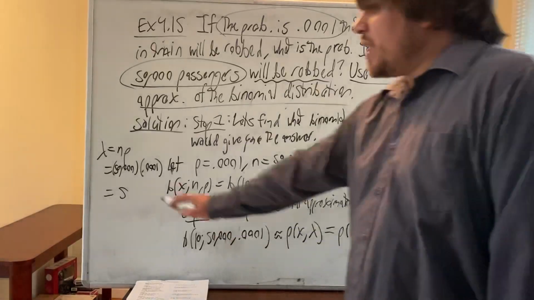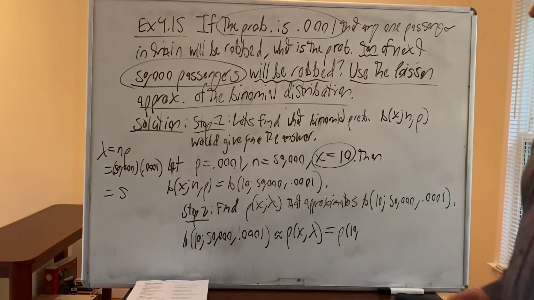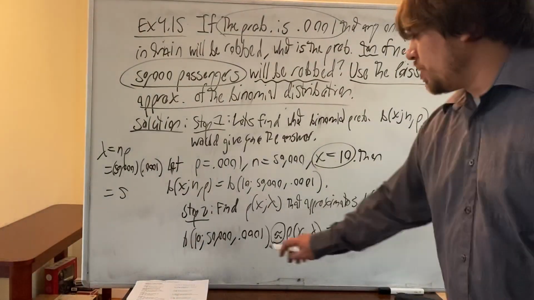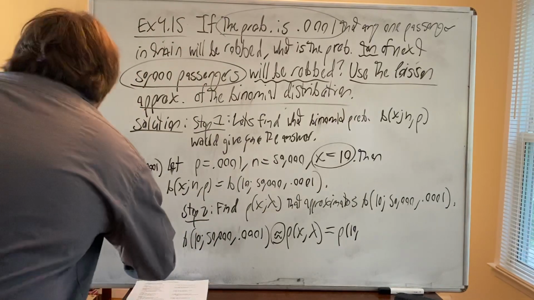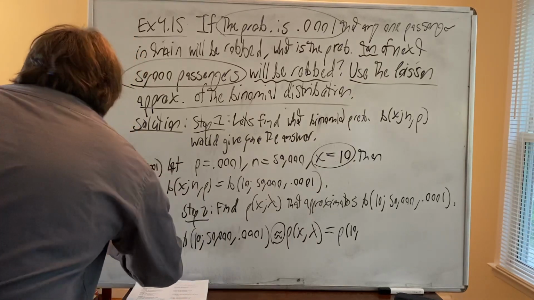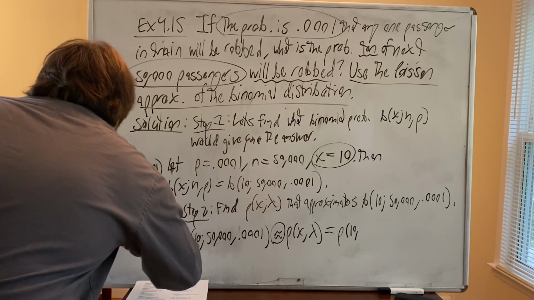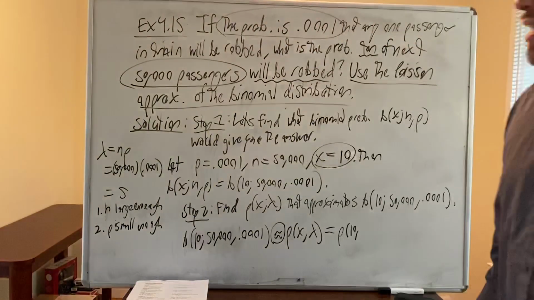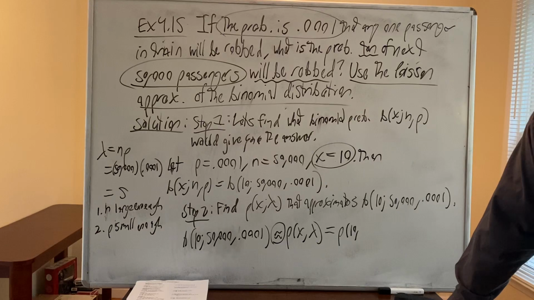And so because little n is large enough and little p is small enough, and their product lambda is of moderate size, 5, there are 3 conditions we have to check in order for the binomial probability and the Poisson probability to be approximately equal. One, lambda has to be large enough. Two, little n has to be large enough, and little p has to be small enough. What we say is that if the probability is at most 5% of the value of little n, you're good.